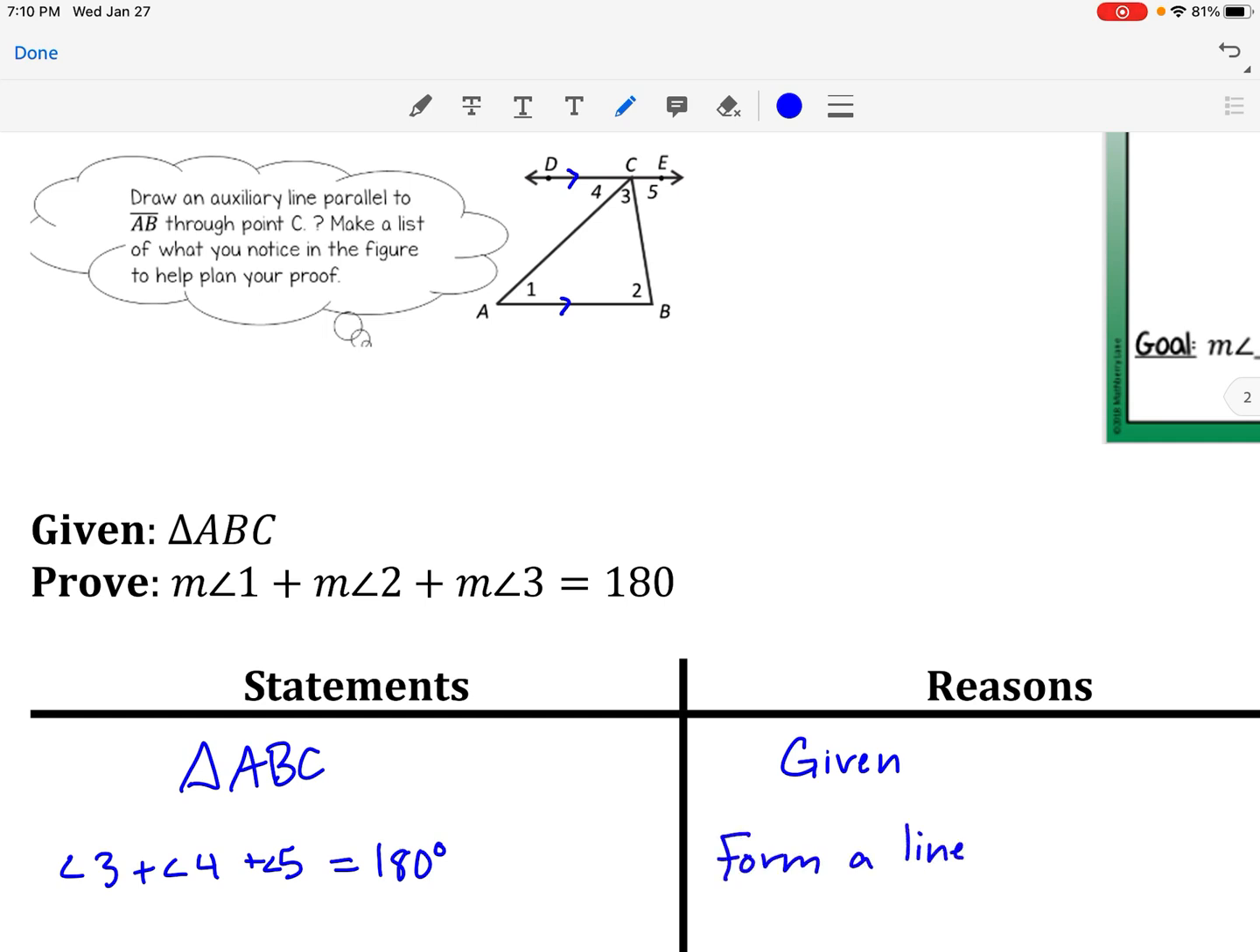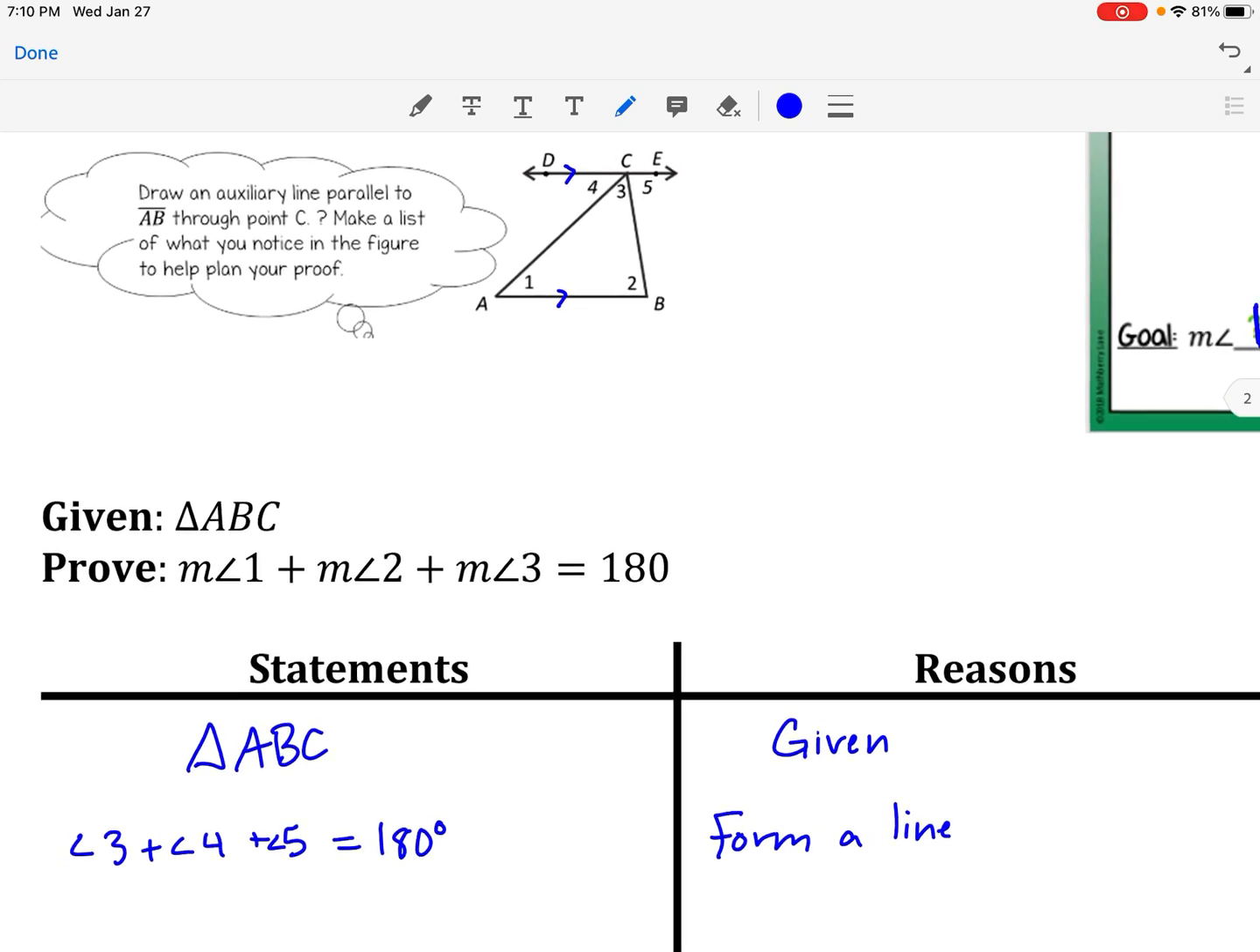So I can't call it a linear pair because there are 3 of them, but they do form a line. Next, let's see, what are some other relationships that we know?